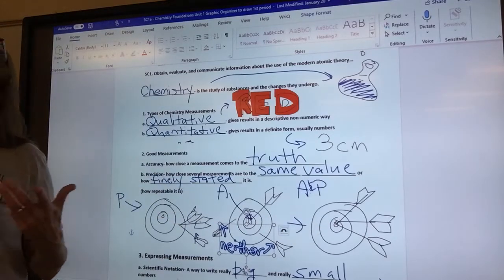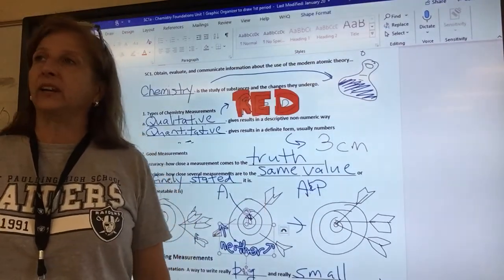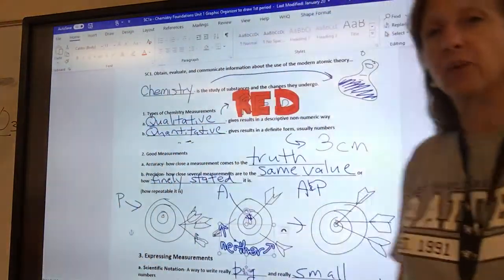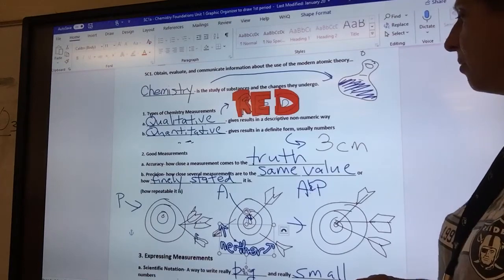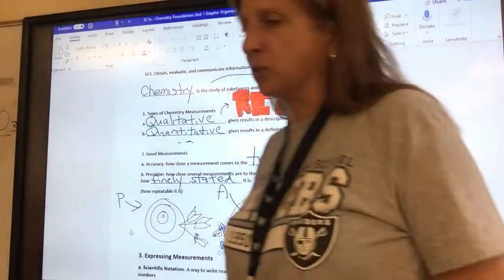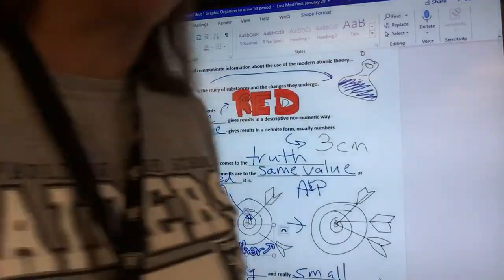And in science, we want measurements that are both accurate and precise. Any questions about that? That all makes sense? Okay. Next thing, expressing measurements. So in science, we express things a little different.